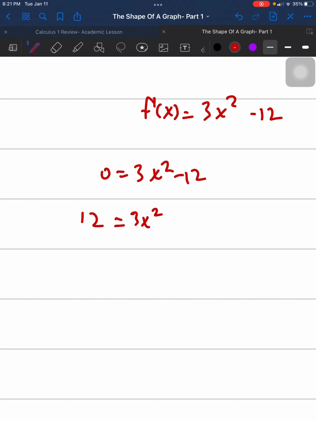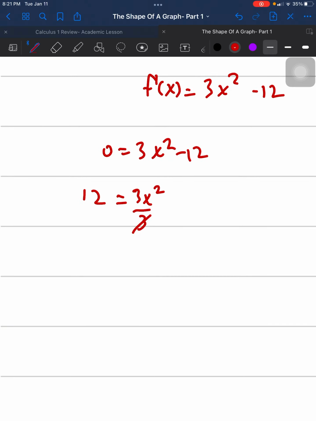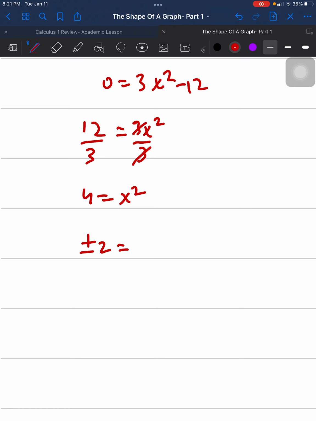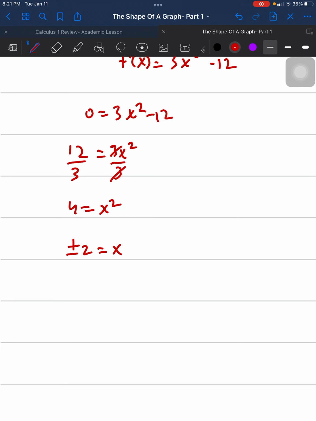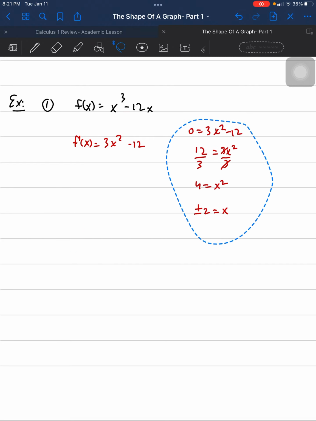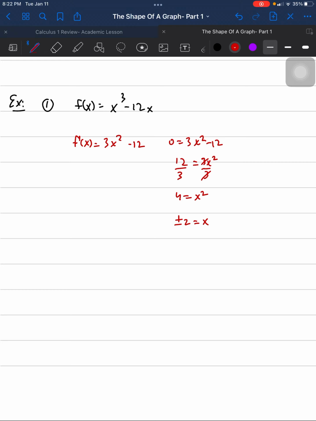3x squared minus 12 equals 0. Add 12 to both sides, then divide by 3. You get 4 is equal to x squared, and we get plus or minus 2 is equal to x. So our critical points are x equals -2 and x equals 2.